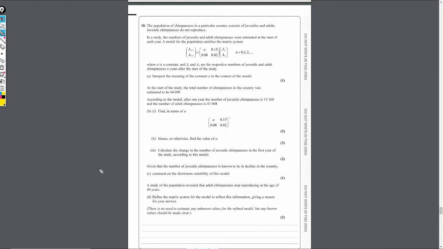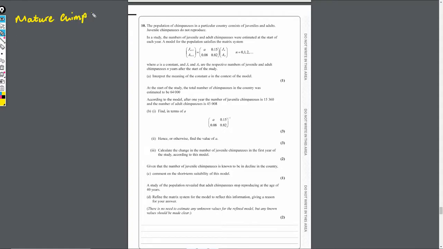And what we're told is that the study of the population revealed that adult chimpanzees stopped reproducing at the age of 40 years. So if they stopped reproducing after 40, what we could do is introduce a new variable, right? So what we had was juveniles, we had adults. I'm going to introduce a third one now. So if we call them, say, elderly or mature, we'll call them mature.